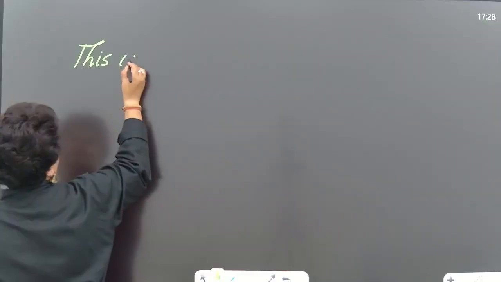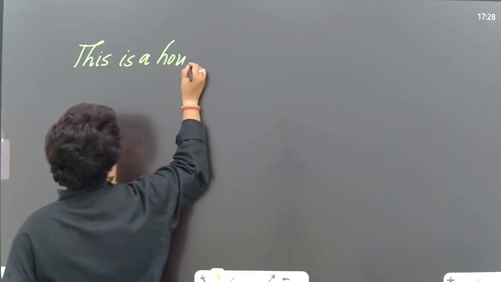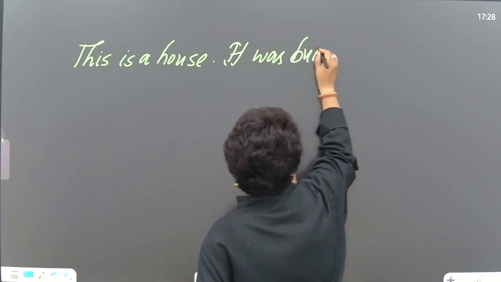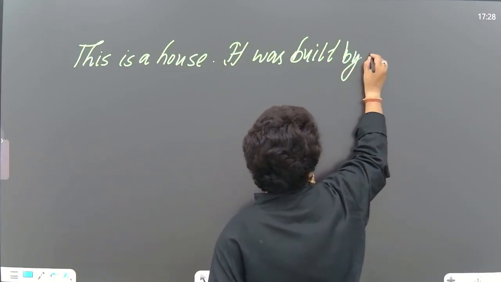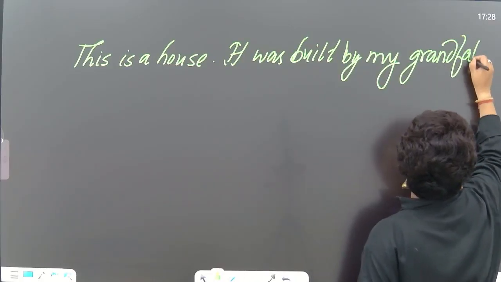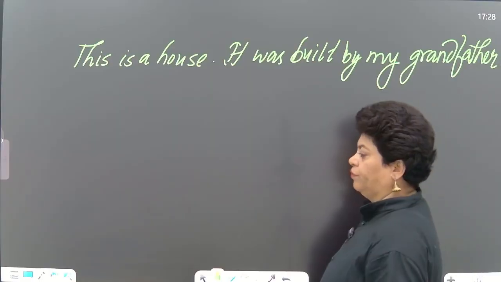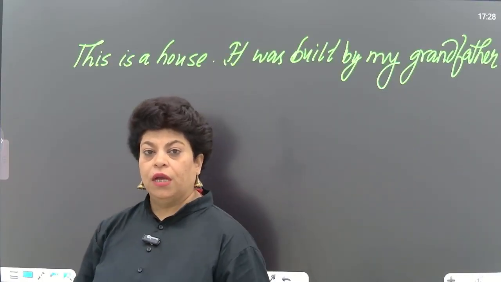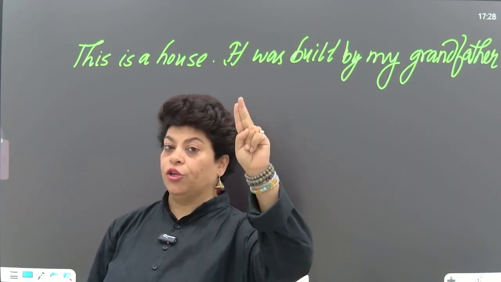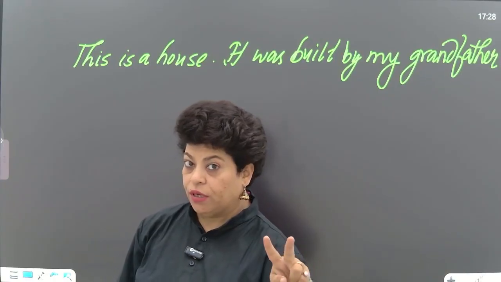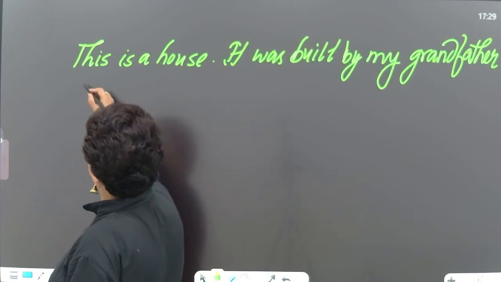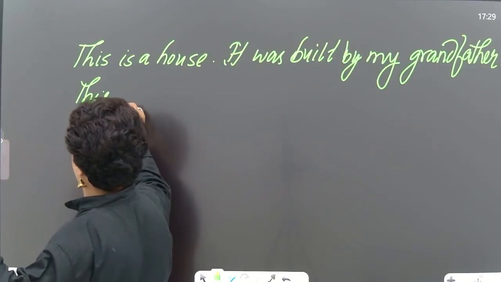This is a house. It was built by my grandfather. Clear? How you are going to make it one sentence? One sentence, again taking use of a clause, playing the role of adjective clause. What is the complete sentence now? How do we make the necessary changes?